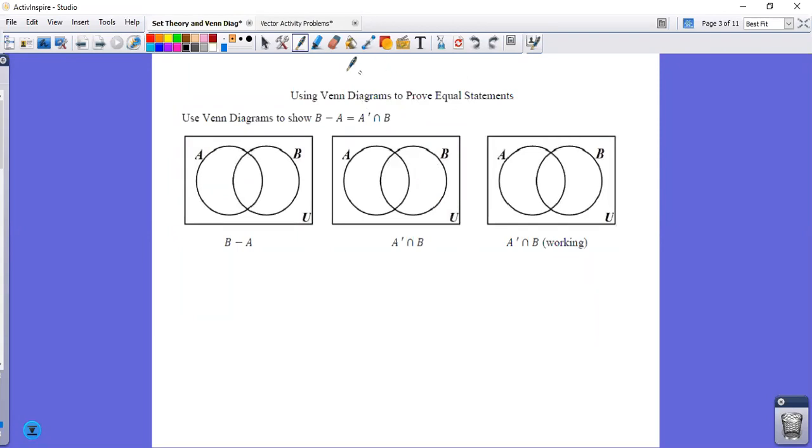All right, so you can use Venn diagrams to prove that two statements are equal. If they're equal statements, they will end up with the exact same shading. So if you're going to prove they're equal, you first take one Venn diagram, do B minus A. So B minus the A part would leave you just the crescent moon part.